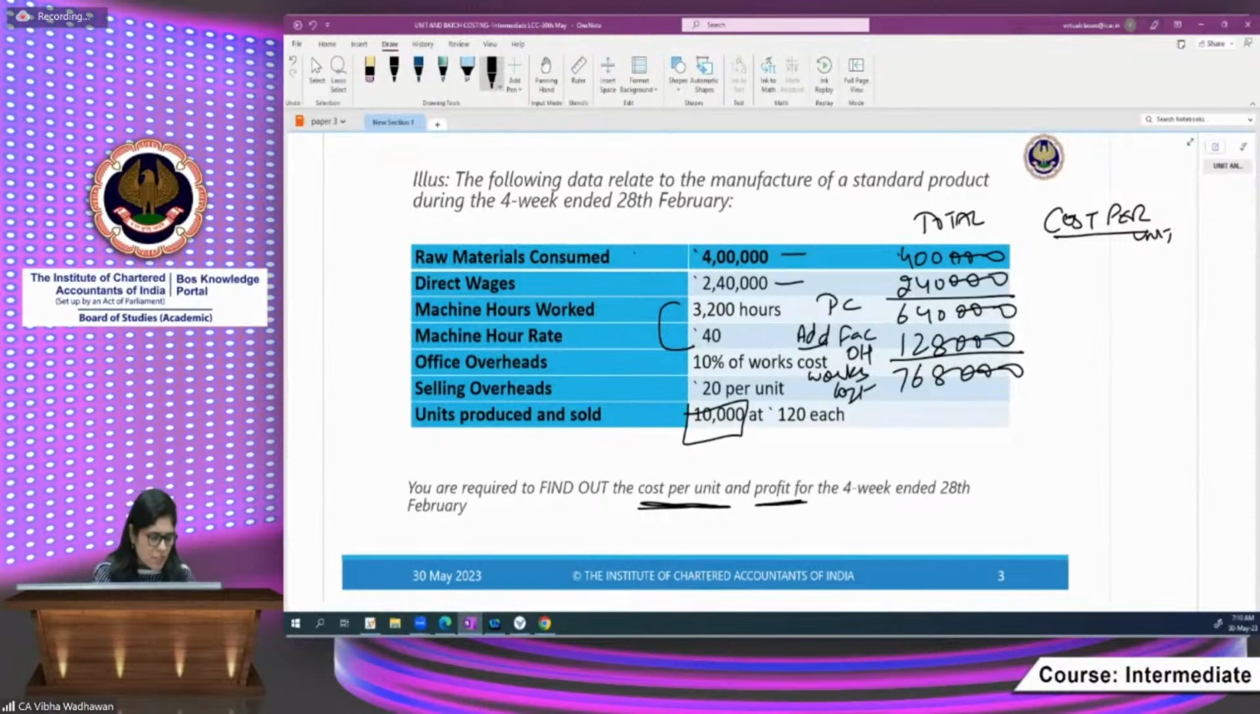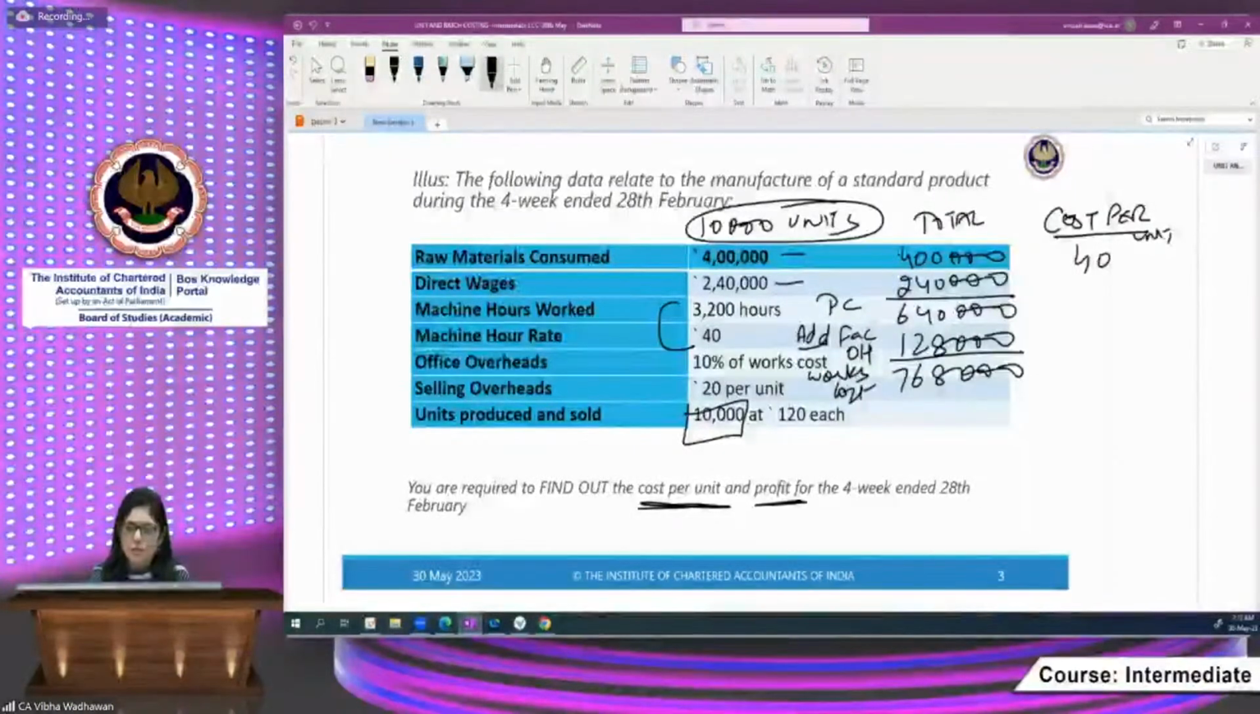How do you calculate cost per unit? Cost divided by units. The 4 lakh material cost divided by 10,000 units is 40 per unit. Total units are 10,000. So raw material cost divided by units, 10,000. Direct wages, 2,40,000 divided by 10,000, is 24. Then prime cost, 6,40,000 divided by 10,000, is 64.